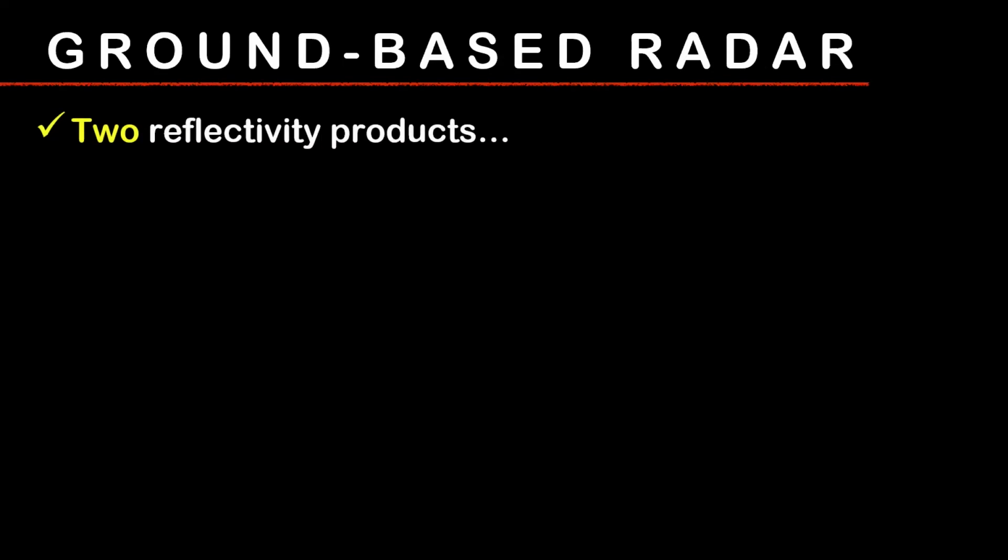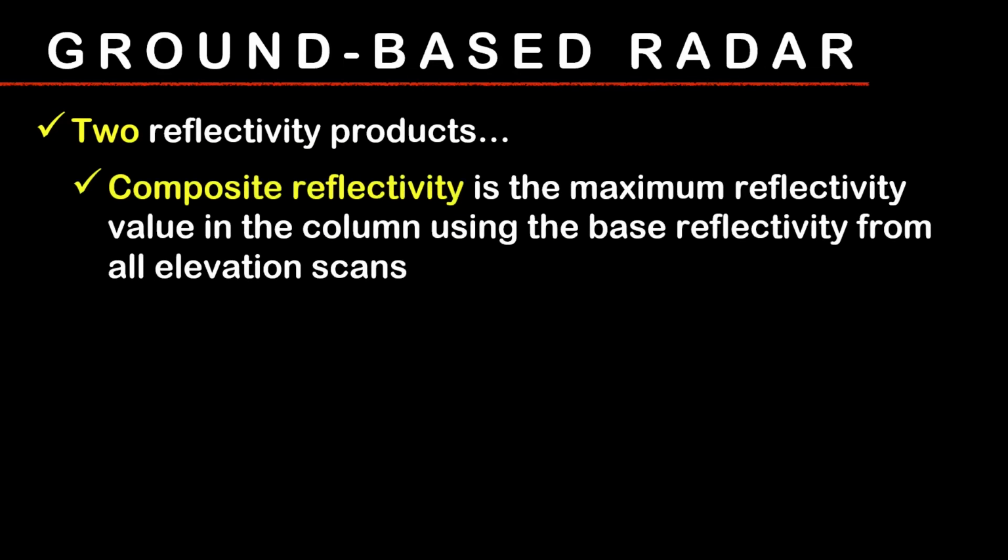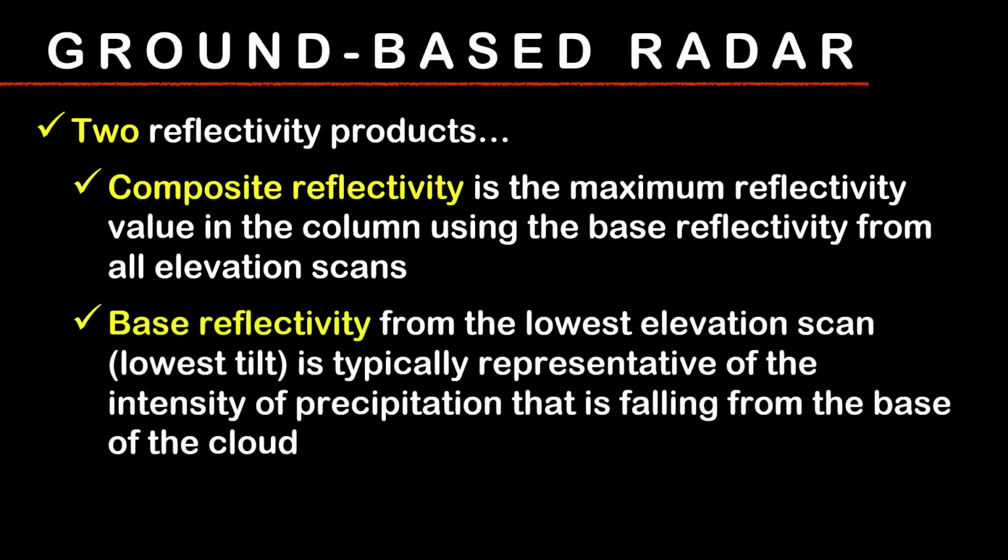So again, 2 reflectivity products we generally look at here. One is called composite reflectivity, which is essentially the maximum in a column of air. So you start at the surface and go all the way up to the top, and whatever the maximum reflectivity value is from all elevation scans in that volume, using all the possible elevations, that's the reflectivity that's used. So it's the worst case scenario, if you will. Whereas base reflectivity from the lowest elevation scan, the lowest tilt, is usually kind of representative of what's falling out of the base of the cloud, because that's the lowest scan that the radar sees.